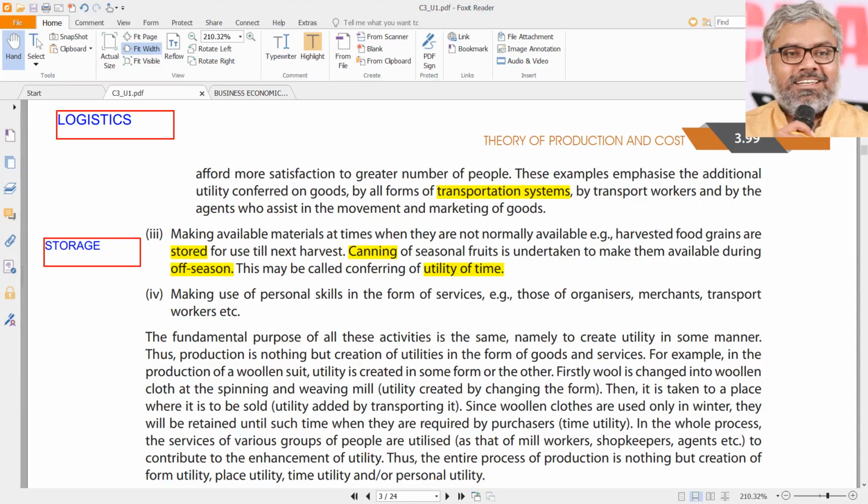And we can also call something personal utility, where the personal skills of the people are also engaged and improved over a period of time because of the production process. Many people will be working in this process of production, and each of them will have to apply their own skill. So we can call that personal utility. But this is what it adds to whom? To the person who is working.